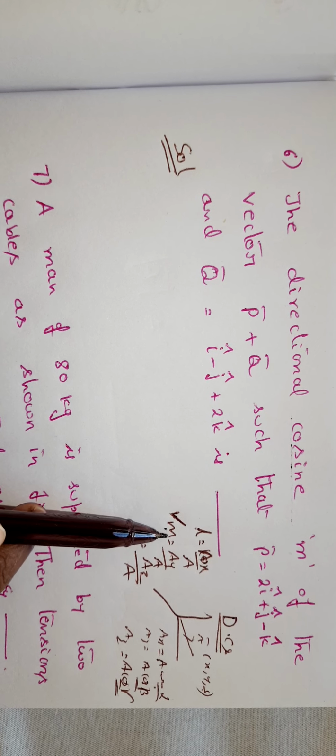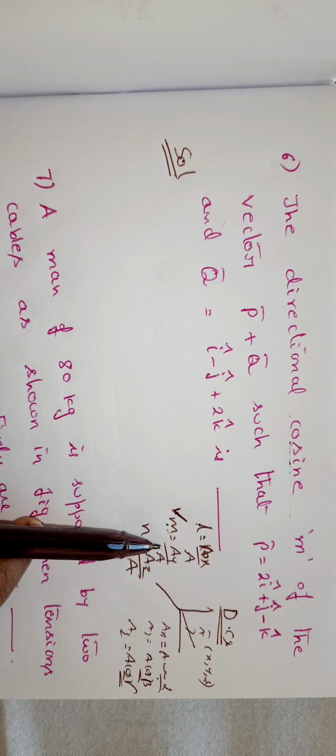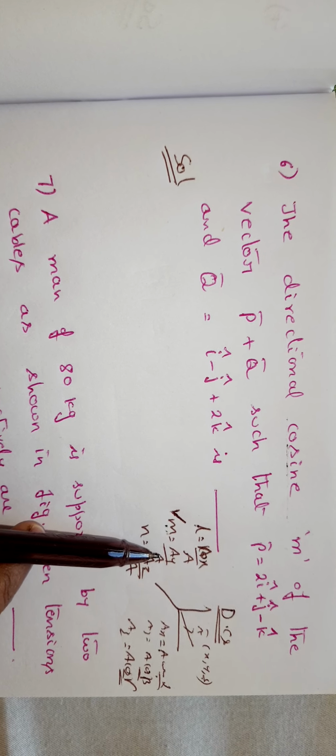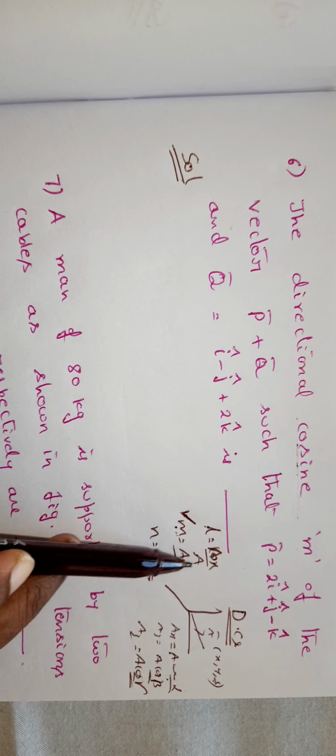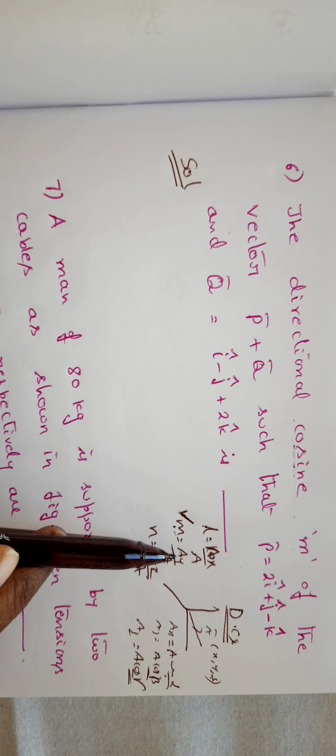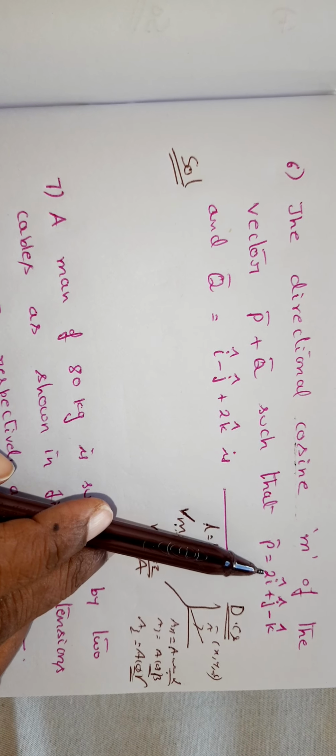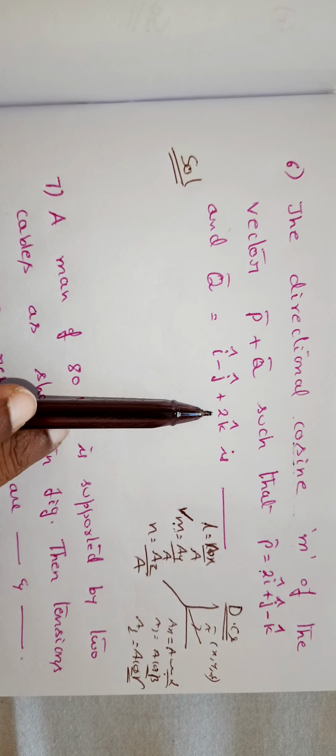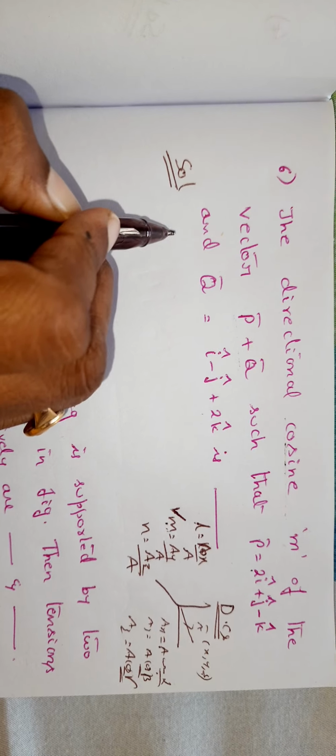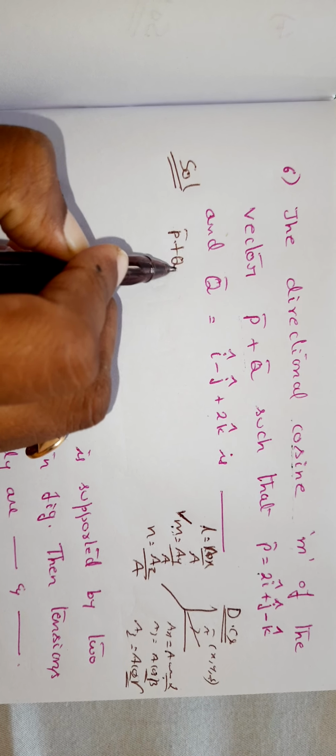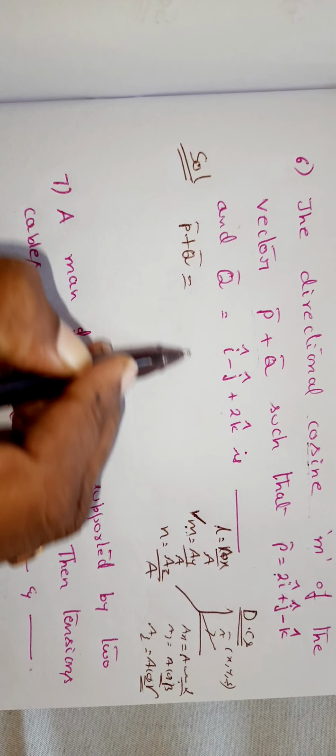For m, I need the magnitude of the complete vector as well as ay, the coefficient of j cap. Now of which vector? Is it of p bar? No. Is it of q bar? No. Then it is of p bar plus q bar. So now, p bar plus q bar. Now let us find out. This is the vector we need.